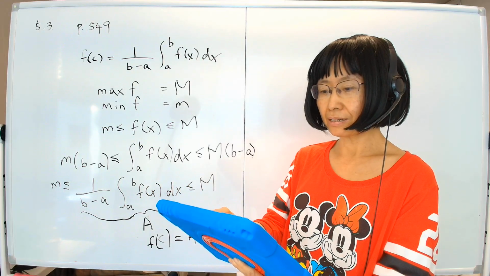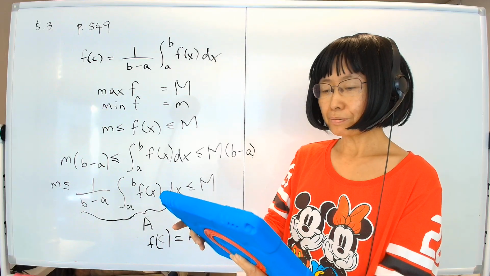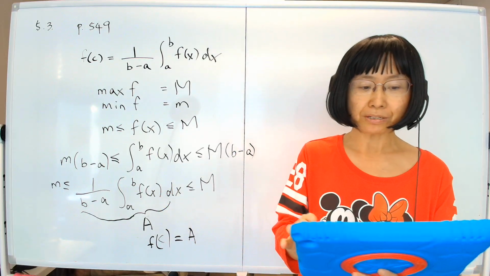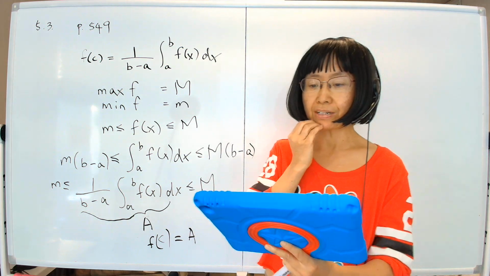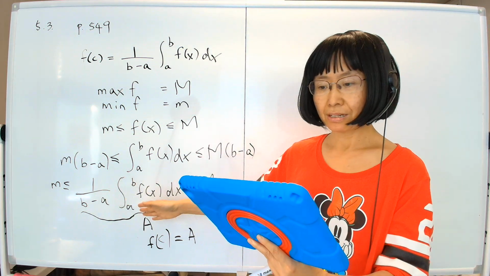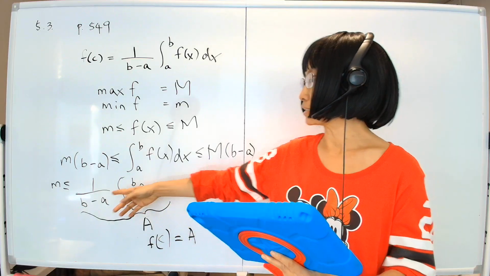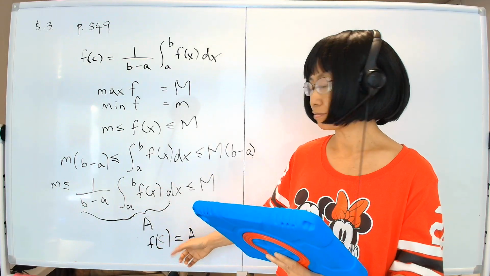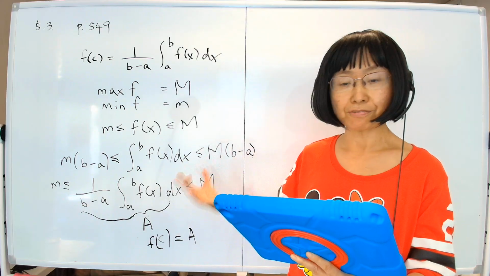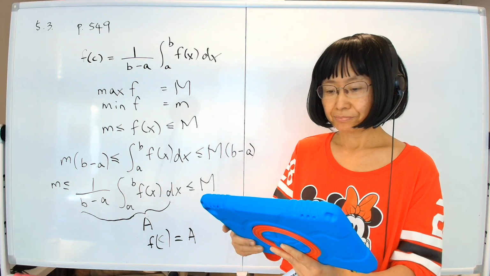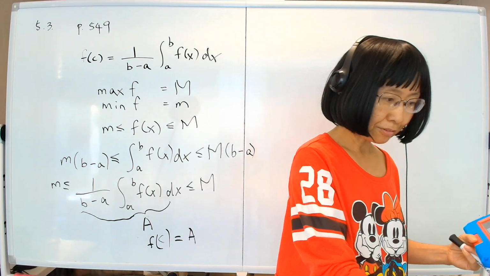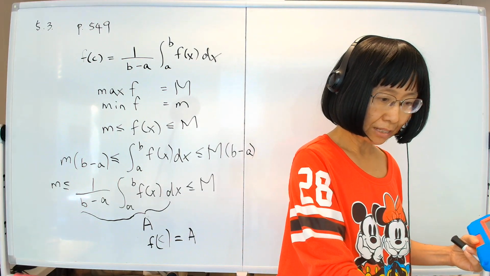Next, let's find the point where the function takes on its average value. Again, very straightforward. You figure out what the average value is, then set the function equal to that value and solve for x. So I will assign that as homework as well.